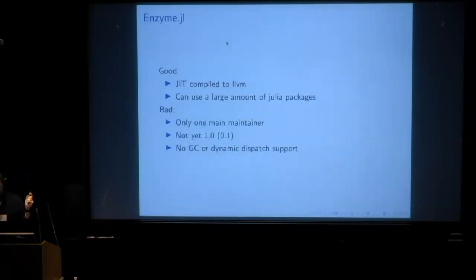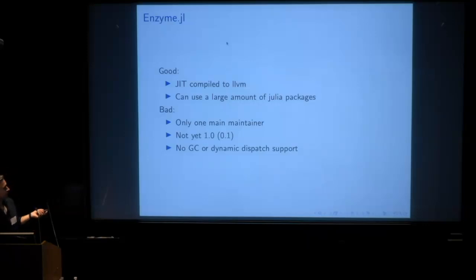Enzyme builds on top of that. Since Julia is built on top of LLVM, they figured we should just use this for Julia's main autodiff. And it's nice. It is really fast. The downside of Enzyme.jl is that there's only one maintainer. I think in 2021, he said, oh, I'm going to take a break for a year. And then that was it. There are no pushes, no commits, nothing. So it's not super well maintained.